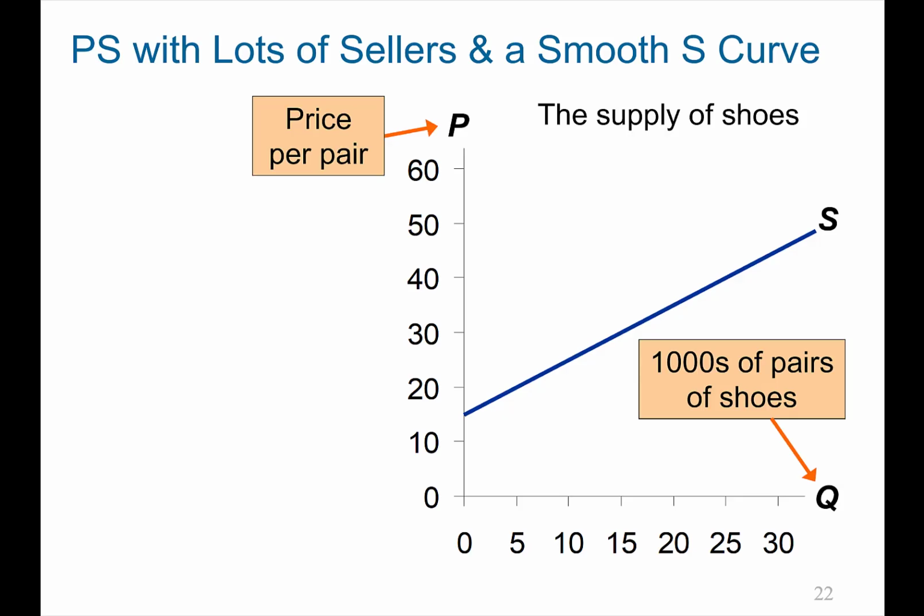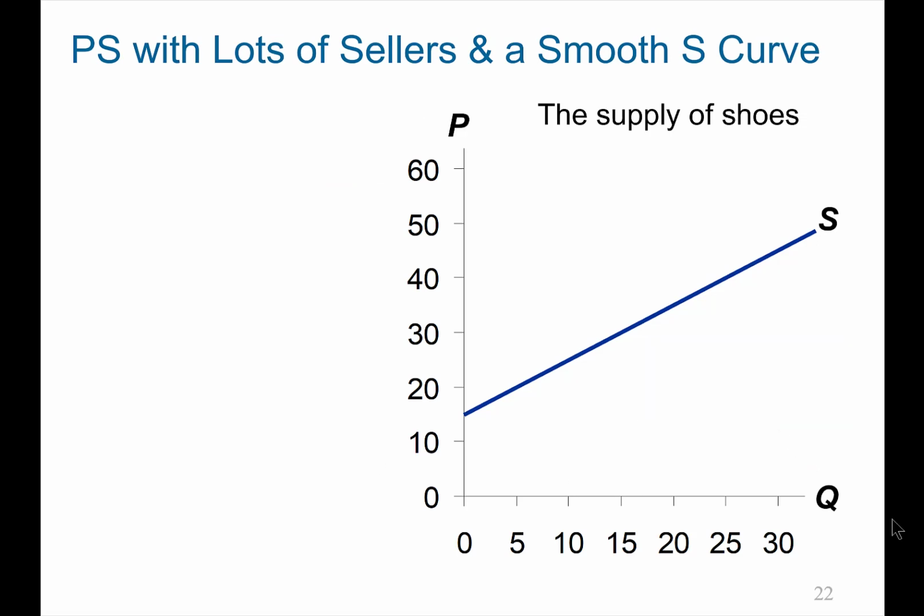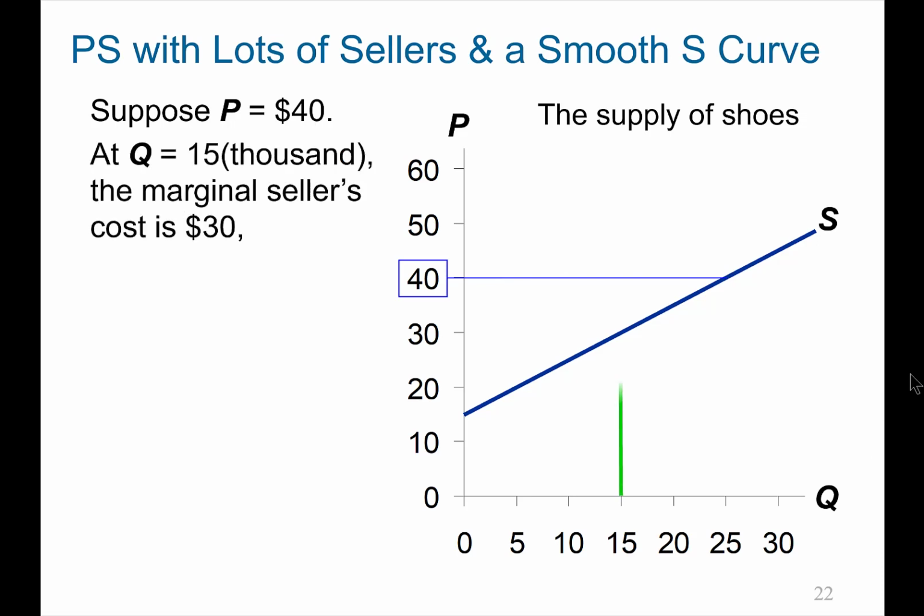And so now if we add more producers to the market so that we're not just looking at a few, therefore so that our curve is not kinky, we smoothen out the supply curve, right? So now the pairs of shoes in this particular example is in thousands, and we have P for price per pair. And we can do a similar type of analysis as we did for the buyer side. We can ask at a particular price, $40, what is producer surplus? First, let's look at the marginal seller. Okay.